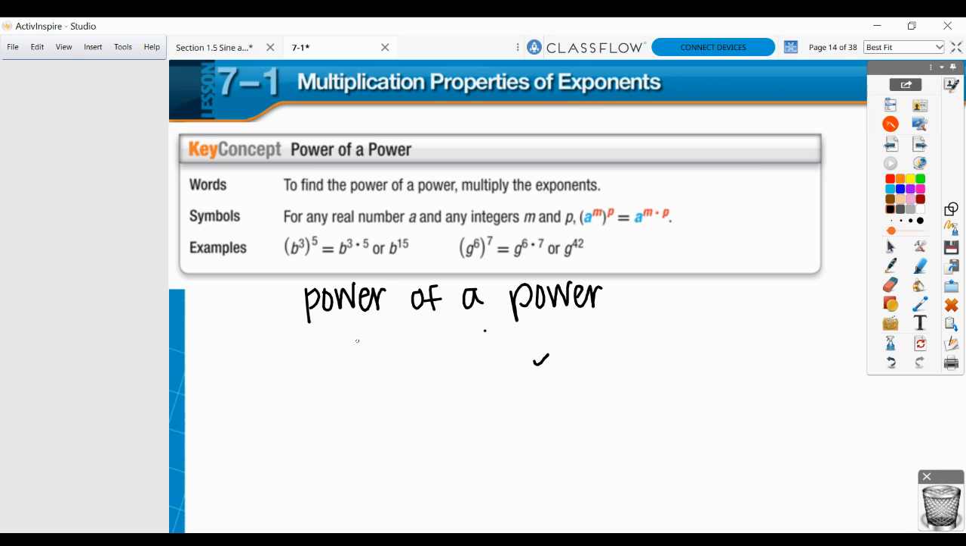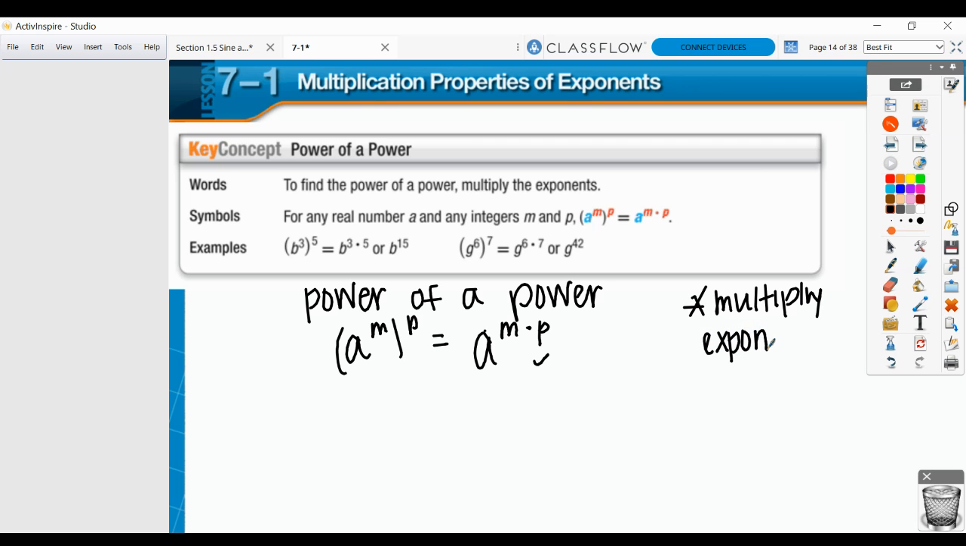So for the definition, if you have a variable raised to a power and you're raising it to another power, then you multiply those exponents together. So multiply exponents. So for an example, if I have x to the sixth and I raise it to the power of 4, then I'm going to take 6 times 4 and get x to the 24th.